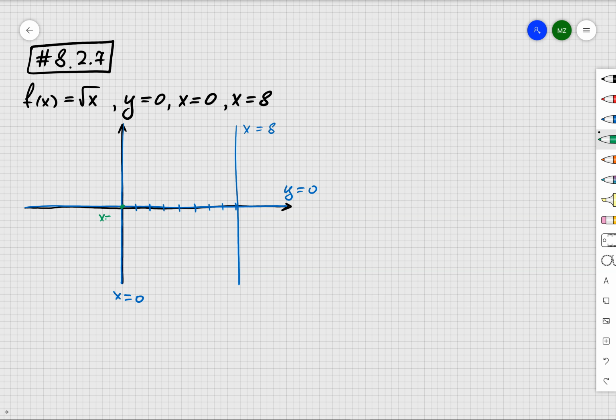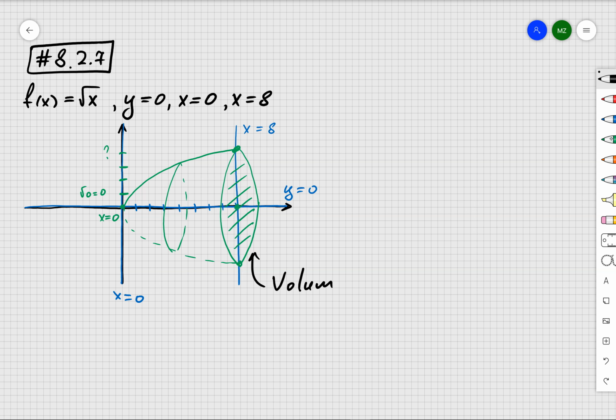To sketch my square root function, I just need to find that when x is equal to 0, my function is equal to 0, and when x is equal to 8, my function is 2 square root of 2. So again, I'm going to sketch 2 points, and I don't need to worry about exactly where my second point is going to be, but my function is going to look something like this. Then if I rotate my function around the x-axis, I'm going to obtain the following 3-dimensional shape. And my goal is to find the volume of that shape.